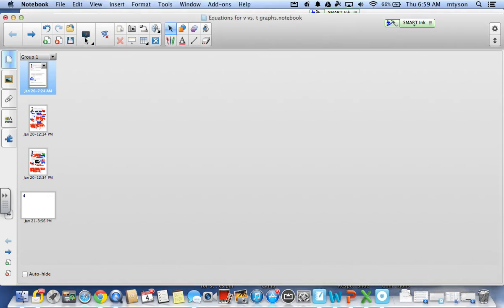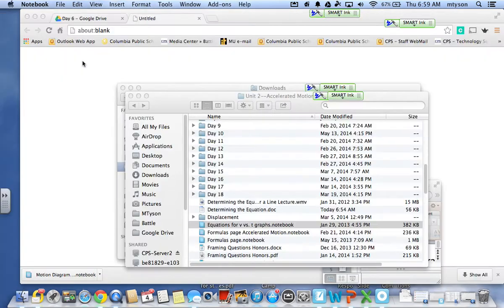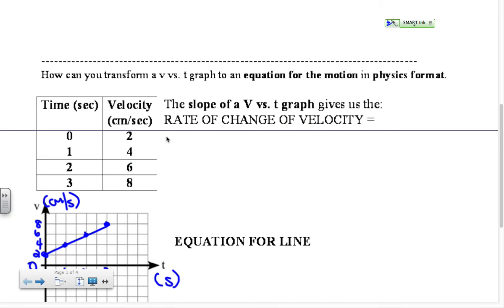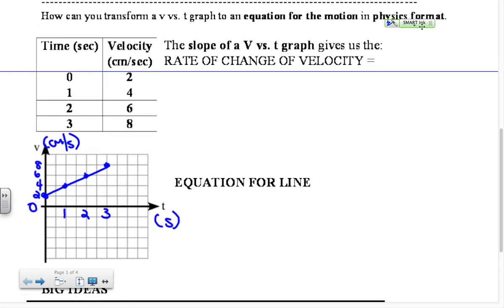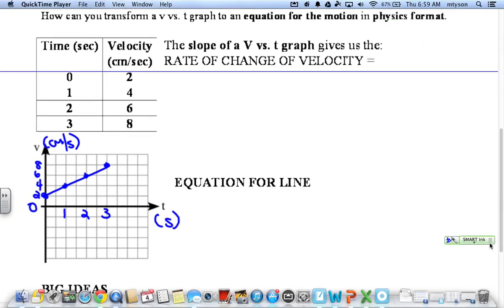When we were whiteboarding yesterday, we were coming up with one equation. It was one of the very last questions that we did, and I just wanted to be able to use that equation today. So let me just do a little quick review, and then you're going to do a few practice problems. Basically, I have a velocity time graph.